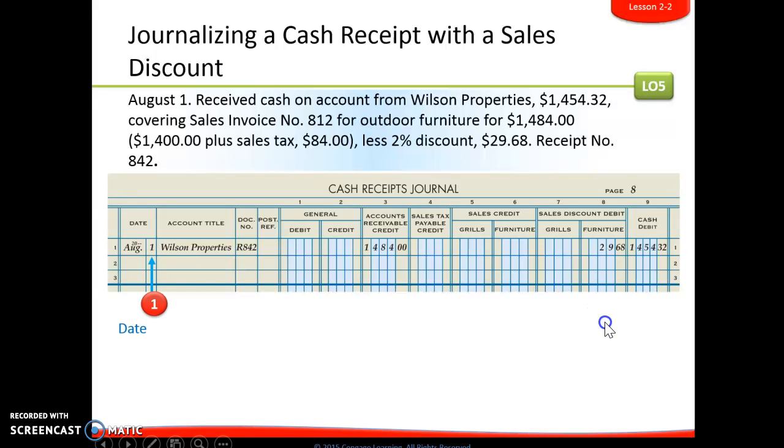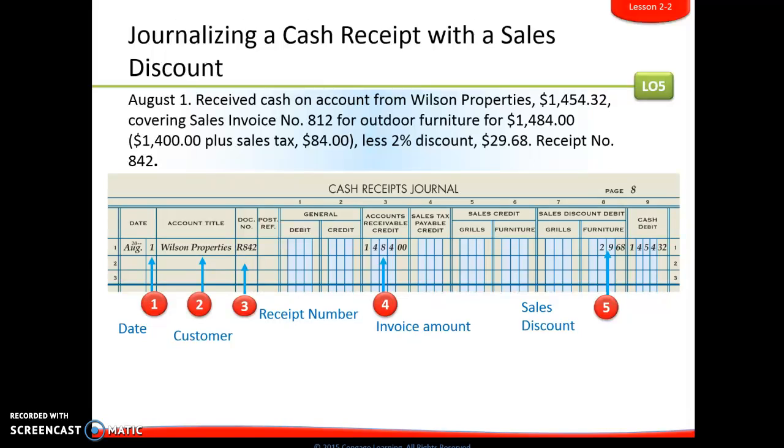Okay. So date, customer, receipt, then our accounts receivable, that's going to be the invoice number. Then we have our sales discount to either grills or furniture, depending on what department it is. And the last thing is our cash that we received, the total, this amount here.